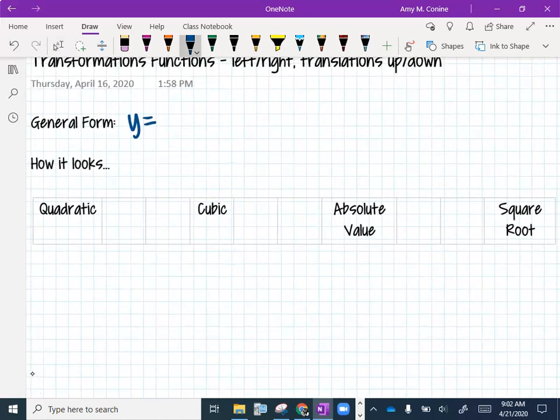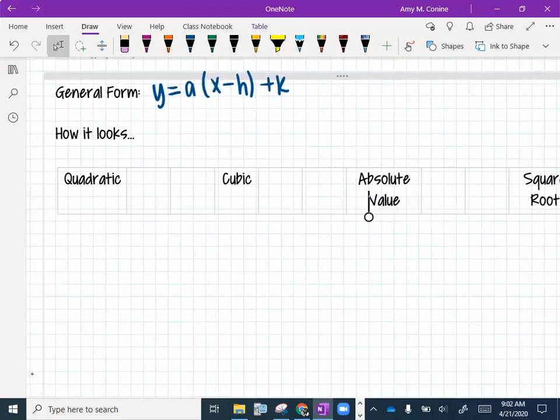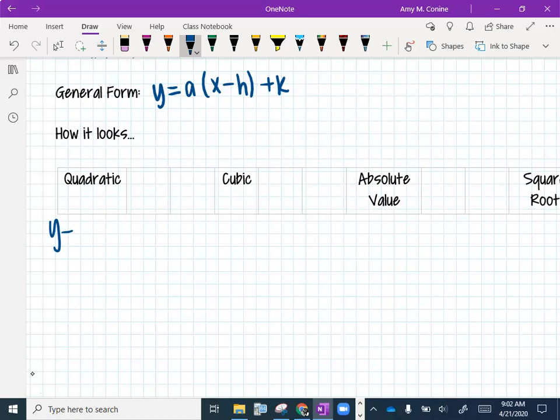We talked about this before, but it was kind of difficult because we weren't really sure what to do with some things. So your general form looks like this. This is very general and it will change with each function you use. For our quadratic functions that we just did, what this looks like is we have the parentheses squared, but nothing else changes.